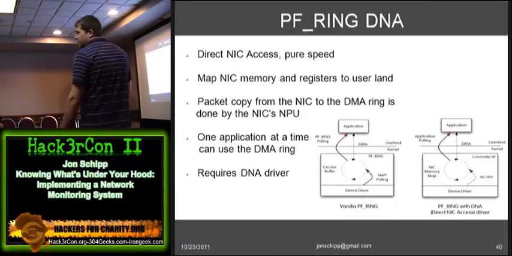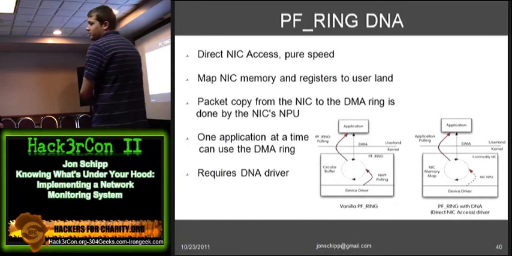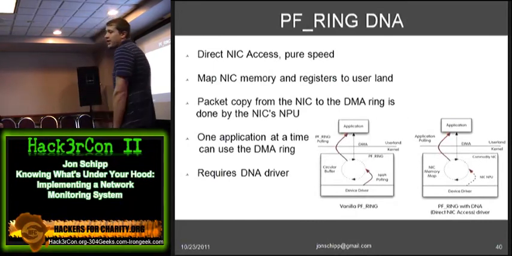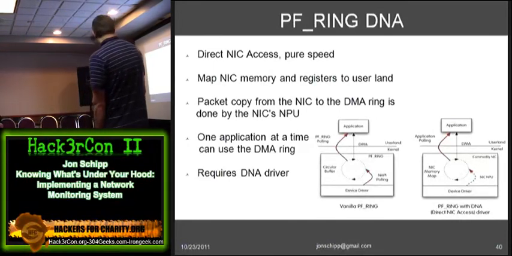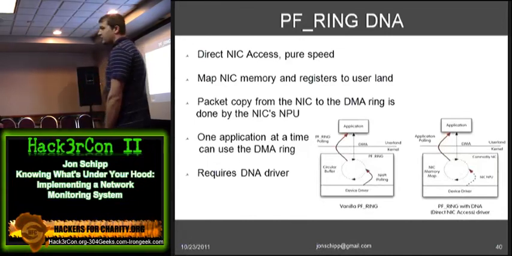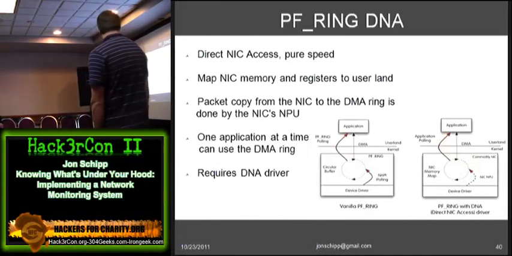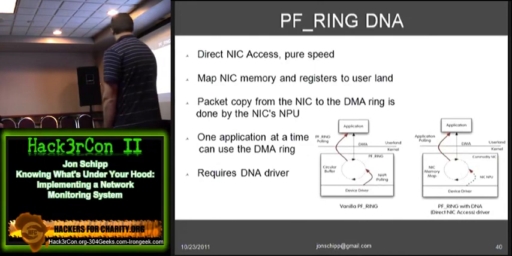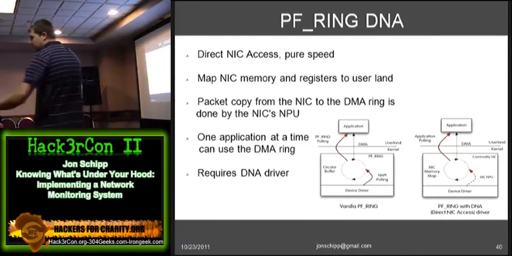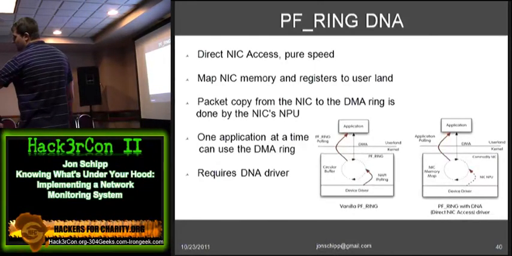Also, there's something called PF_RING DNA. I'm not actually using that. Direct NIC Access is basically what DNA is. So it's the fastest, I believe it's the fastest mechanism they have right now. So we go directly from the NIC to the application in user space, which is kind of interesting, but there's a problem with it. You can only use one application at a time.